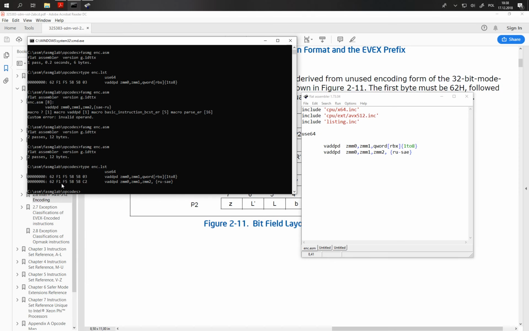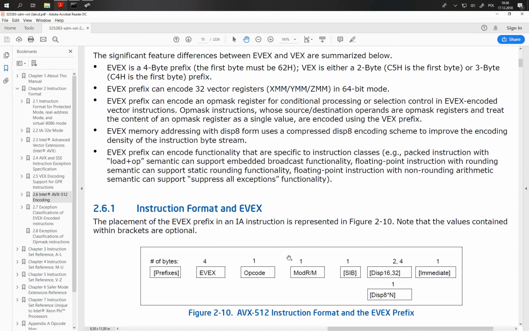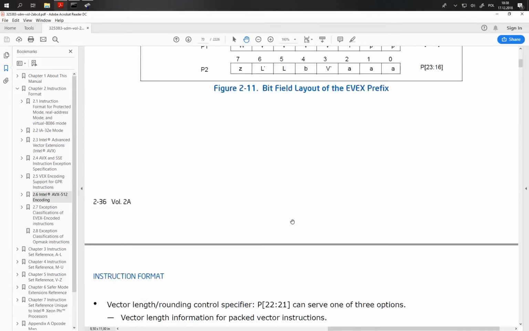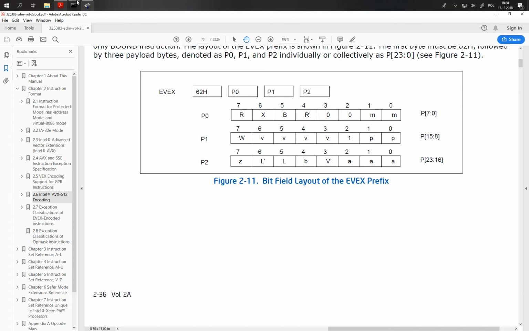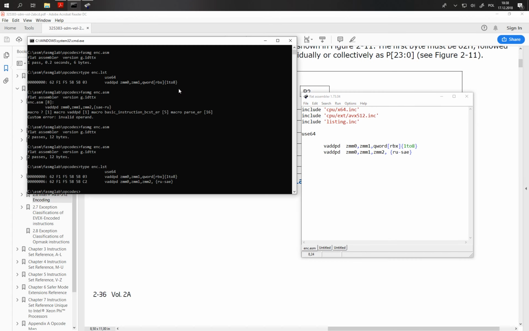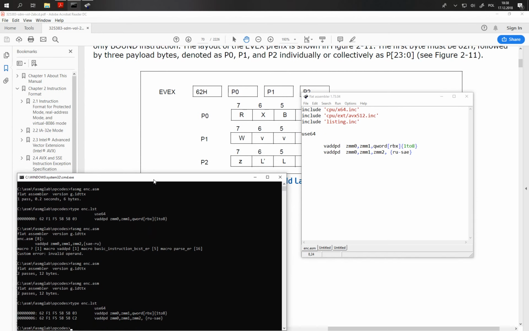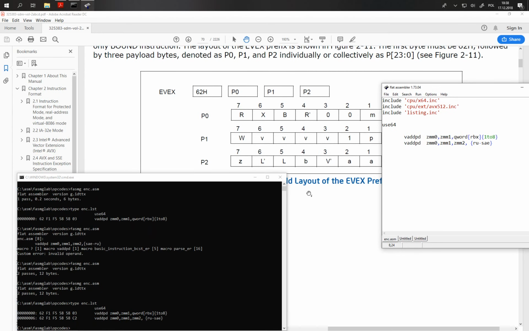You can see that the VEX prefix is exactly the same for both these instructions. Oh sorry, this bit B is set, but it means two completely different things in the two cases. Here it means that this is broadcast, and here it means that this rounding mode is chosen.